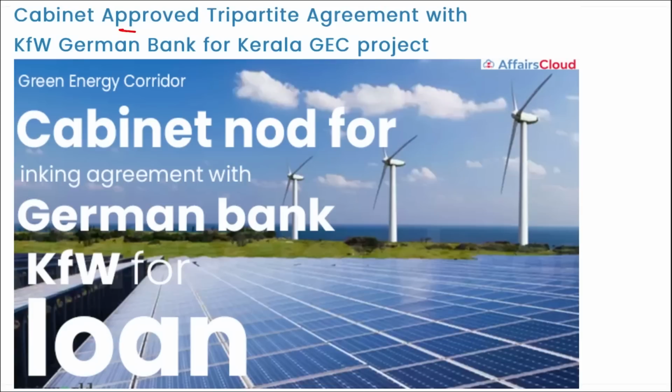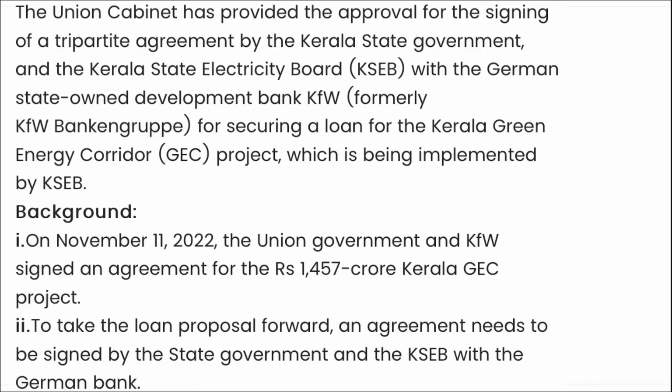Next, Cabinet approved a tripartite agreement with KfW German Bank for the Kerala GEC project. The Union Cabinet has approved the signing of a tripartite agreement by the Kerala state government and the Kerala State Electricity Board with the German state-owned development bank KfW, for securing a loan for the Kerala Green Energy Corridor project, which is being implemented by KSEB.